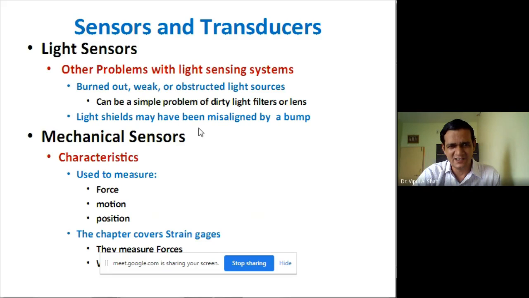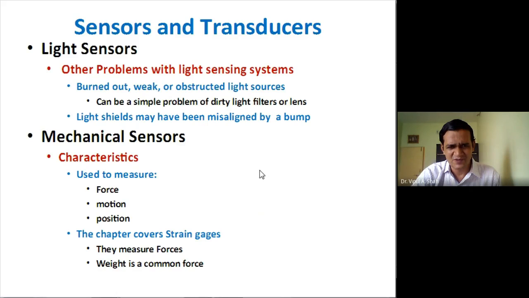That is the only limitation with the light sensors which you are utilizing. You have to have a proper calibration. You have to have a proper installation first, and then you can utilize them for the measurement purpose. Some mechanical sensors are also there, which are utilized for the purpose of force, motion, position, etc. Some mechanical sensors can measure force, some can measure motion, some can measure position.